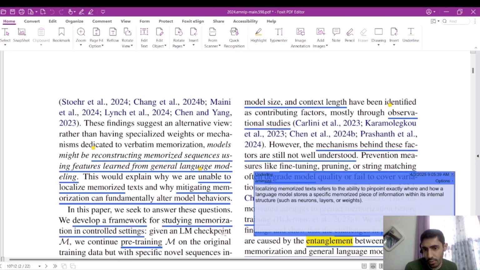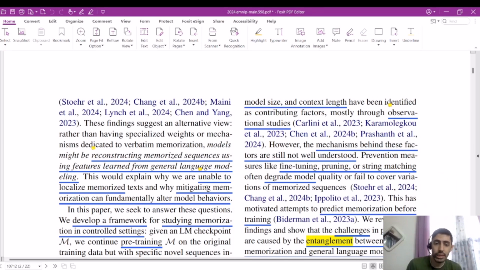Readability becomes better. Localized memorized text refers to the ability to pinpoint exactly where and how a language model stores a specific memorized piece of information within its internal structure. This is what we call localized memorized text. For example, specifying which weight in the structure of our LLM is the reason we get verbatim memorization, or which attention head causes this. It explains that we are unable to do so, because mitigation of memorization hurts the model's behavior.